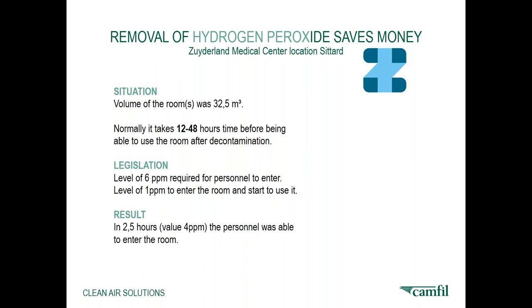Legislation limits to enter a room with hydrogen peroxide are as follows. A level of 6 ppm is required for personnel to enter the room. A level of 1 ppm is required to enter the room and start to use it. And by using a molecular filter, in 2.5 hours, the personnel was able to enter the room and we had reached a value of 4 ppm. This saves up to 45.5 hours to start using the room after decontamination.